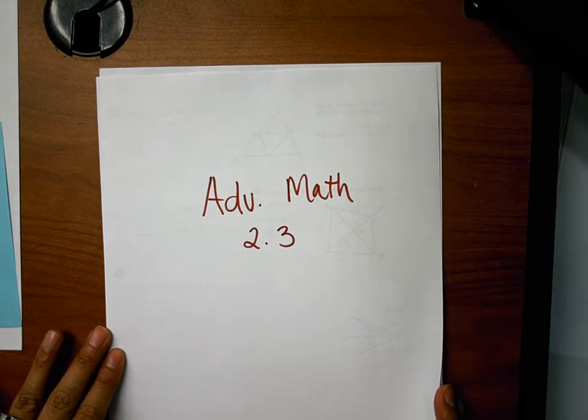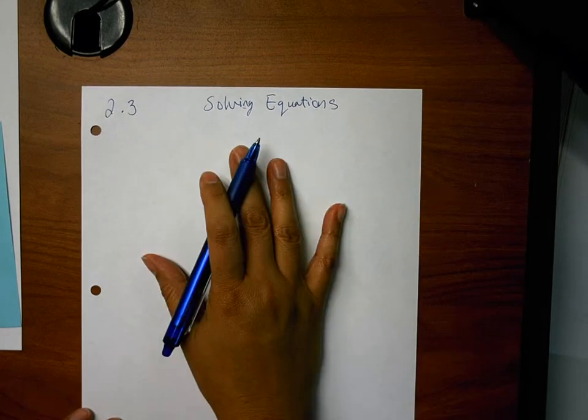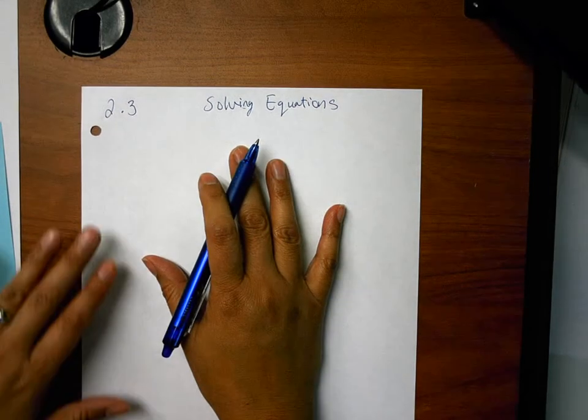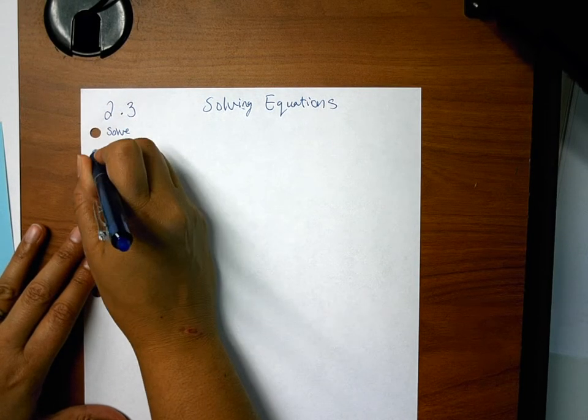This is Advanced Math 2.3 notes. That's Unit 2, Lesson 3. And the title for these notes is Solving Equations. We're going to go through and get right to them.